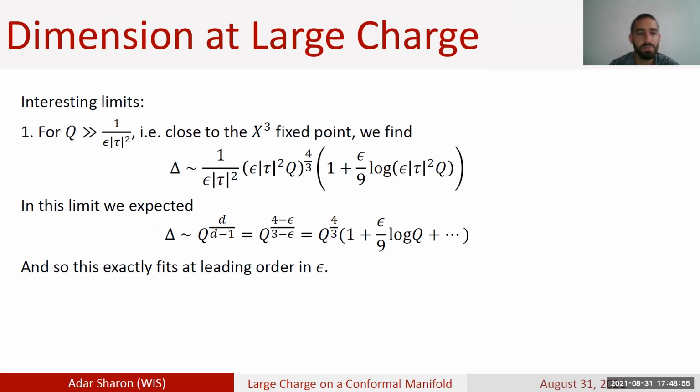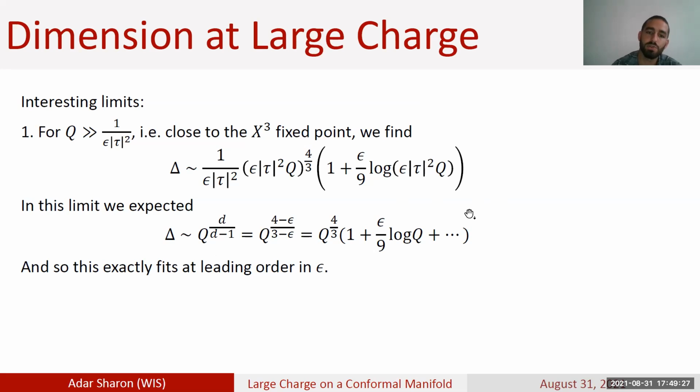Let's start with the superfluid phase limit. In this limit, close to the x cubed point, we do the computation and we find the dimension as a function of tau and epsilon. Let's compare this to what we expected to see in the superfluid phase. We expected delta to go like q to the d over d minus 1. Plugging in d equals 4 minus epsilon and expanding in epsilon, we find this expansion. Comparing the two expansions, at least as a function of epsilon, we see that they match exactly.